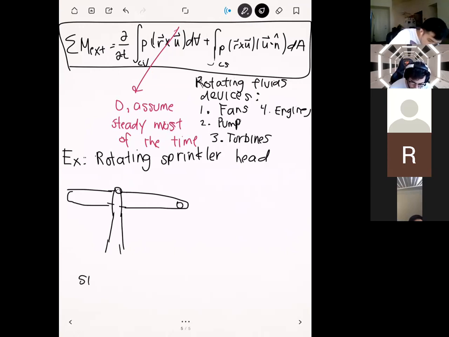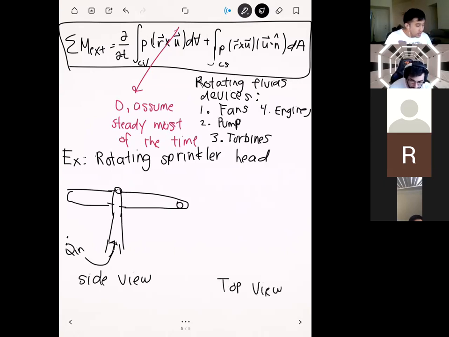So this would be kind of like the side view. Okay. And from the side view, I like it because you can see that the water is being fed up here. So the water goes actually up the shaft of the sprinkler. Okay, so that's like Q in. Right? And then we can draw a top view, or an overhead view. And you can see it actually looks like this.